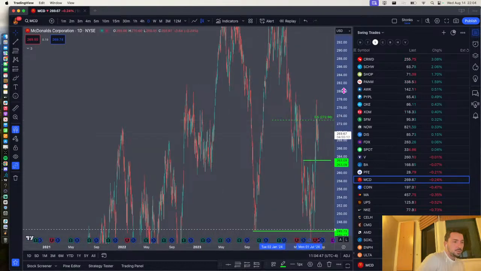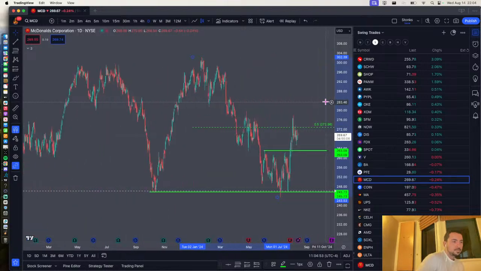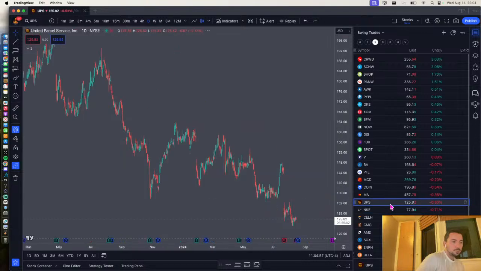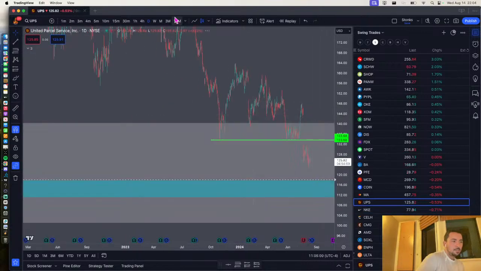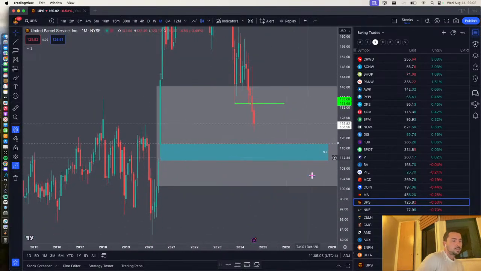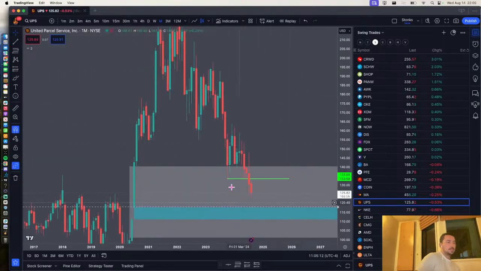So this 50% level came from the low to the high. I took my profits off here at the 50% level. UPS, I think, was one that I was looking at, but it's still not at my buy target. This is where I want UPS, in this fair value gap, which comes from... It's not a fair value gap, it's a volume imbalance, my bad. That is where I will be adding UPS for the long term.